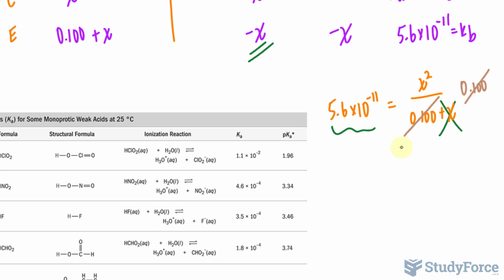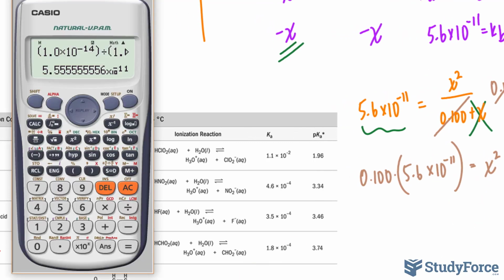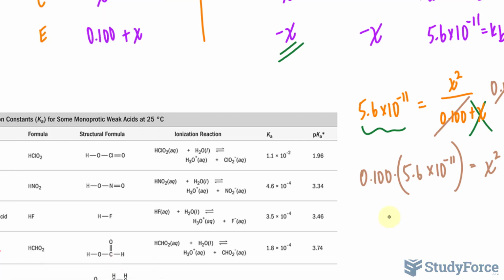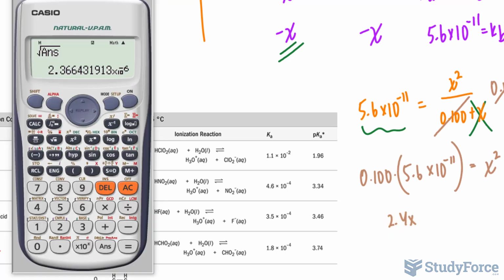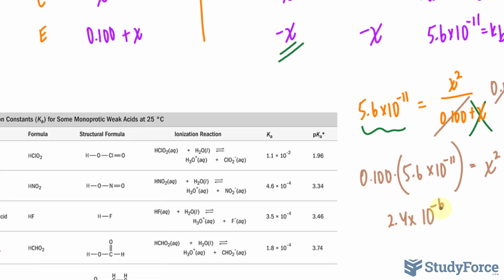This cancels out with that. And we're left with 0.100 times 5.6 times 10 to the power of negative 11 is equal to x squared. I'll multiply these two factors and then square root both sides of the equation. So that's what happens when you multiply these two. And we square root, giving us 2.366. And we need this to two significant figures. So I'll write down 2.4 times 10 raised to the power of negative 6.